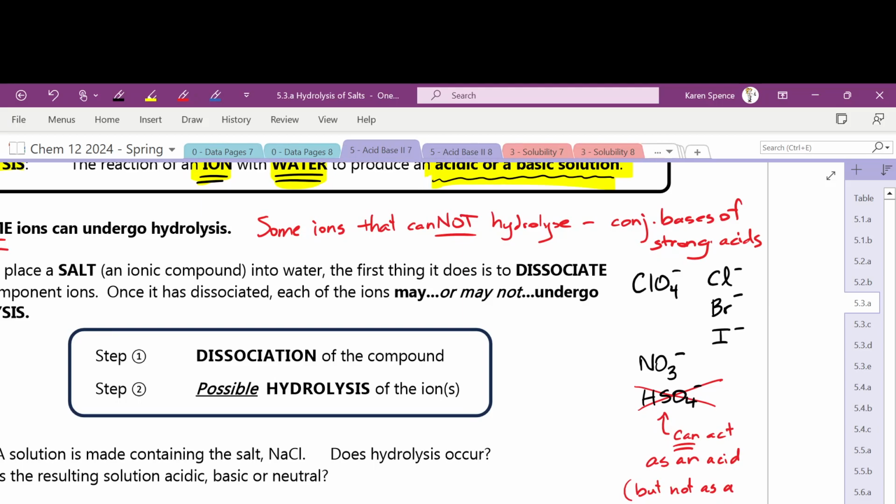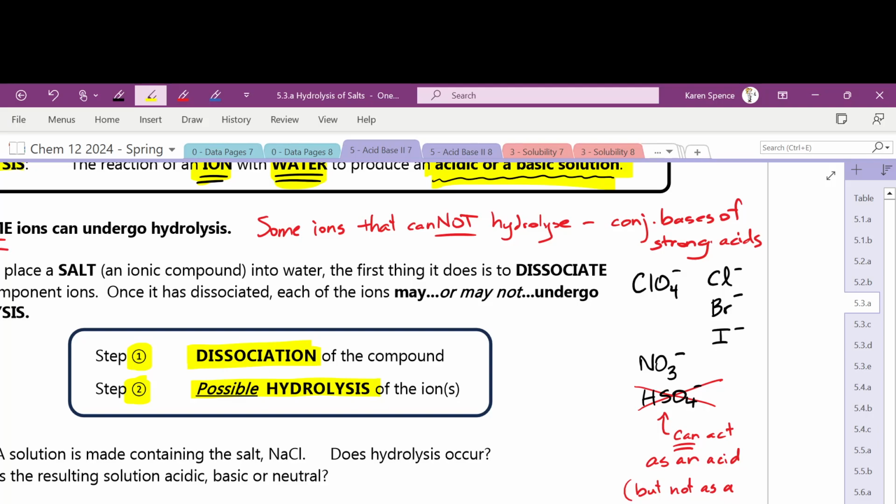So anytime you are looking at hydrolysis, you must do 2 steps. Step number 1 is the dissociation of the compound, okay? Which is very close to the C, just with a one-way arrow instead of a two-way arrow. And secondly, you're going to write your possible hydrolysis of the ions and see if it actually is possible or if you're going to get no reaction.